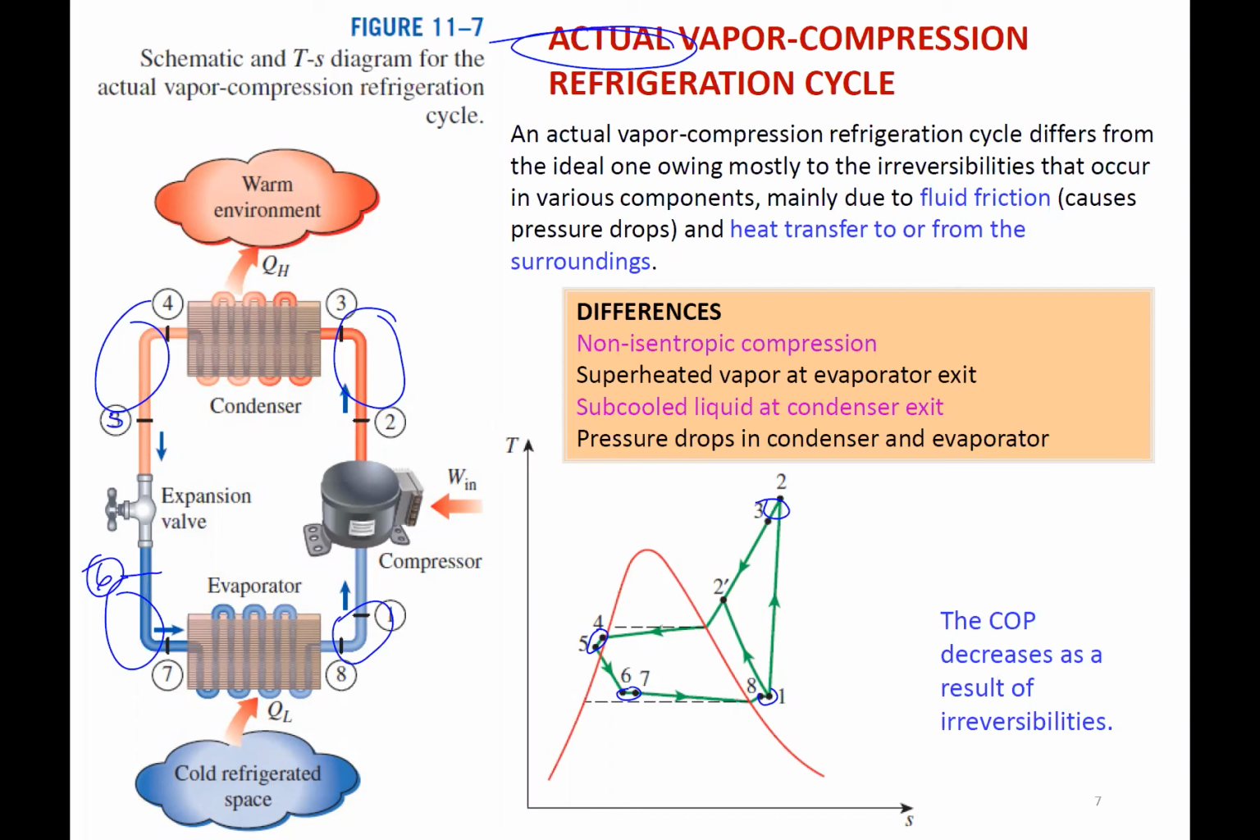The other thing that happens, just like we saw in the other chapters, is we can have fluid friction causing pressure drops, and that's what you see here. There's a pressure drop. Here you see a pressure drop again. Okay.